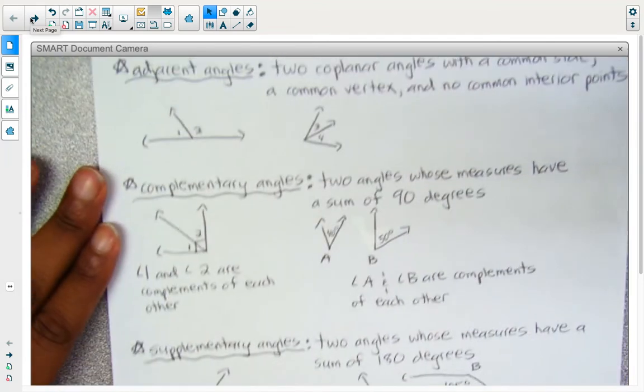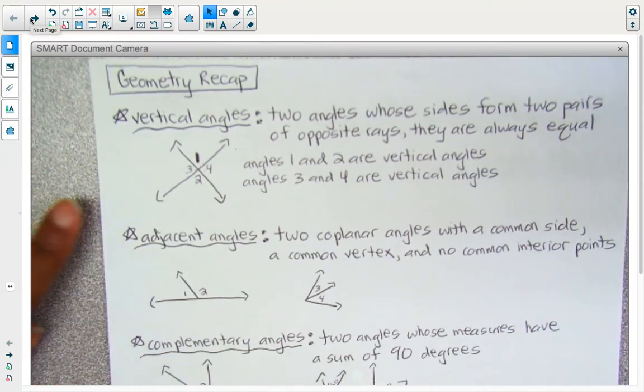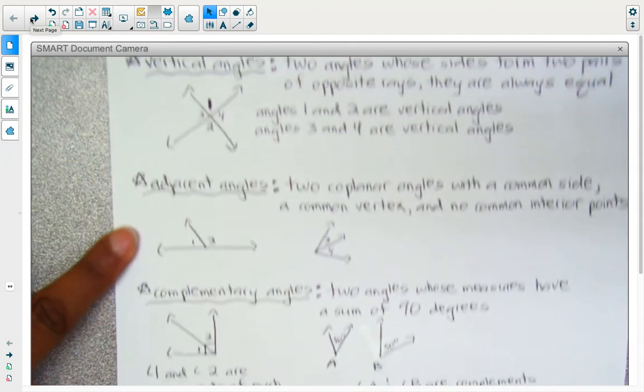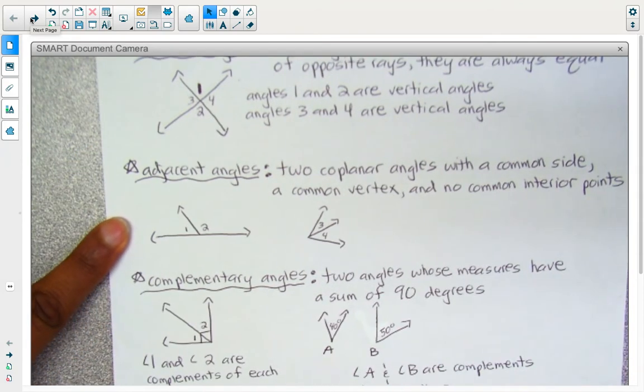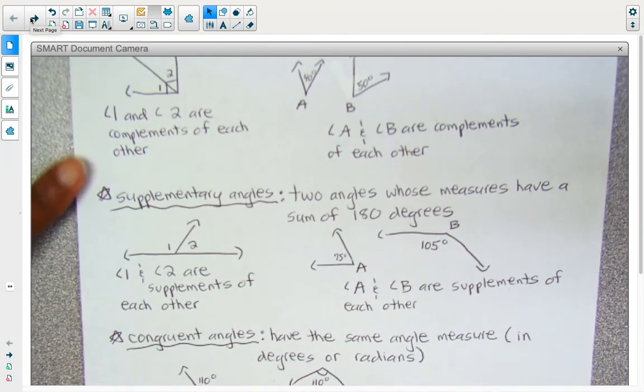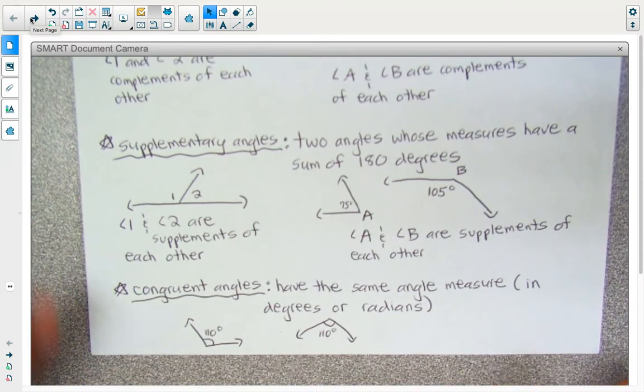So this is just a recap. Like I said, hopefully you remember these. We have vertical angles. They are congruent to each other and think of them as being across. We have adjacent angles that are beside each other and they share a common side. Complementary, sum to 90. Supplementary, sum to 180. And then congruent angles equal one another.